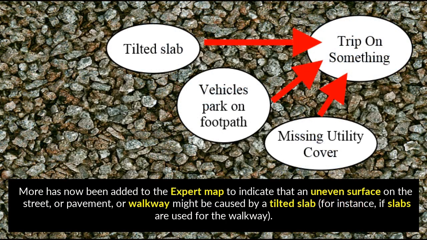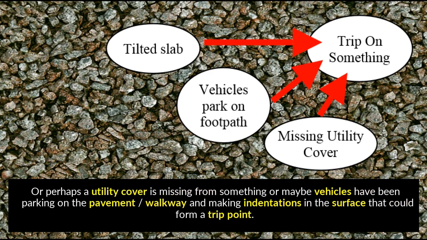More has now been added to the expert map to indicate that an uneven surface on the street, pavement, or walkway might be caused by a tilted slab, for instance, if slabs are used for the walkway. Or perhaps a utility cover is missing, or maybe vehicles have been parking on the pavement or walkway and making indentations in the surface that could form a trip point.